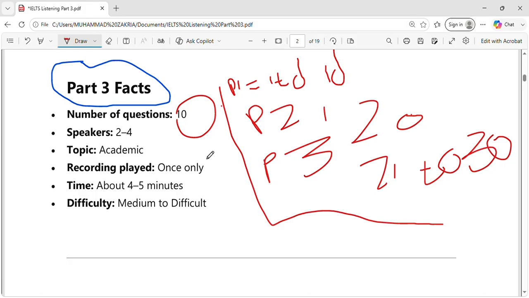Okay. In the majority of cases the speakers are 2 or 4. There may be 2, there may be 3, there may be 4. It depends on luck. Here the topic is academic, related to the subjects, related to the studies. The recording is played once. Once they play the record, it's played once.